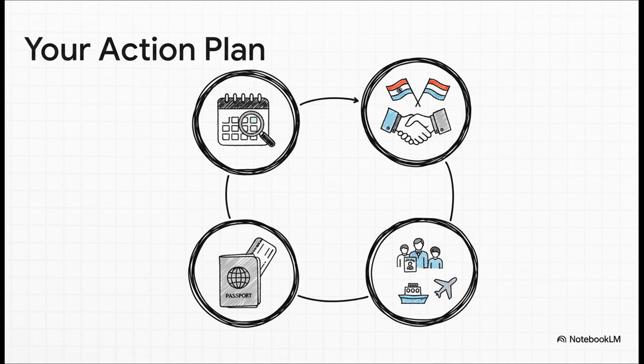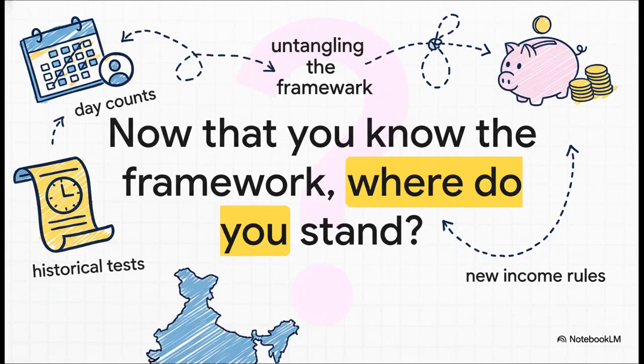And finally, be aware that there are special, sometimes more relaxed rules for persons of Indian origin and for crew on planes and ships. And there you have it. We have covered the entire roadmap from start to finish. We've untangled the day counts, the history tests, and the new income rules. So the only question left, the one that really matters to you, is this. Now that you know the rules of the game, where do you stand?